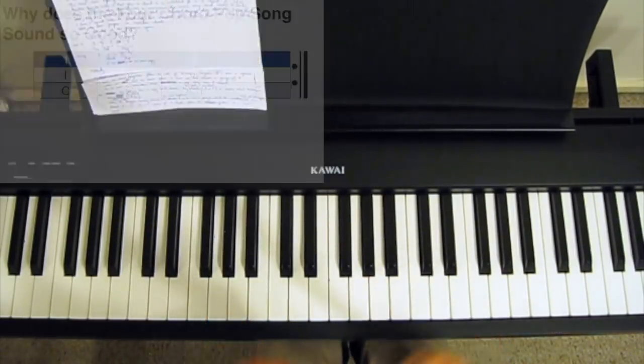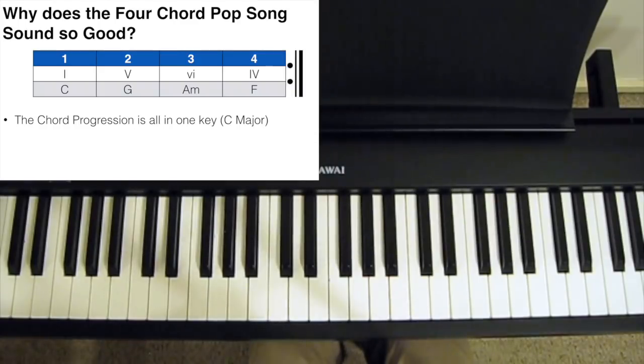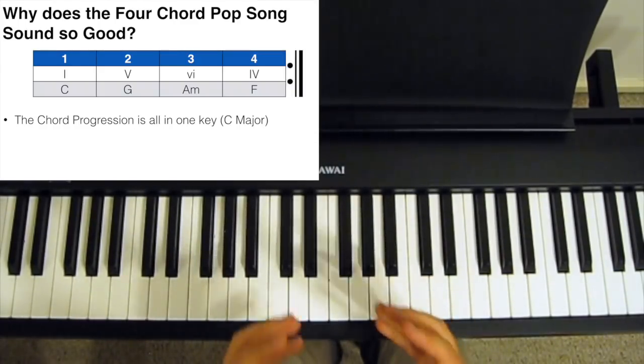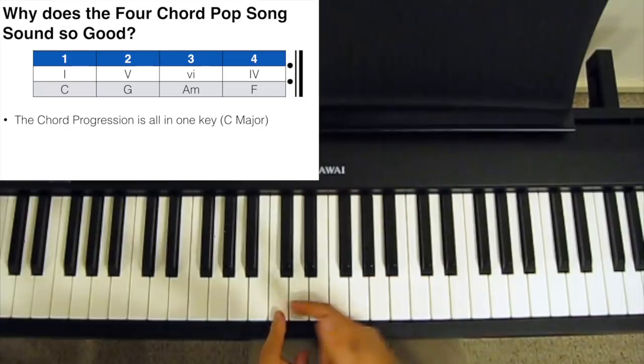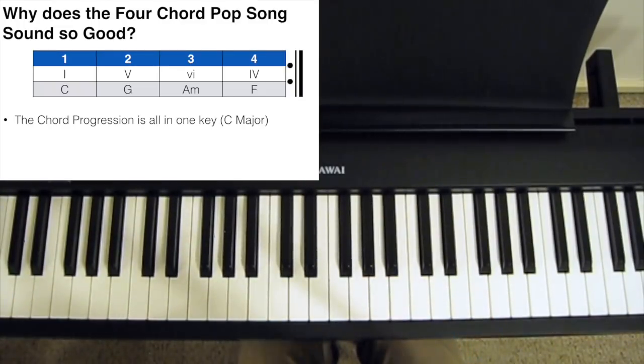But why? So firstly, this chord progression is diatonic. It's all in a single key, and in our case, it's in the key of C major. This means all the chords use the same 7 notes, in our case, the white notes on the piano, and therefore they sound related to each other.